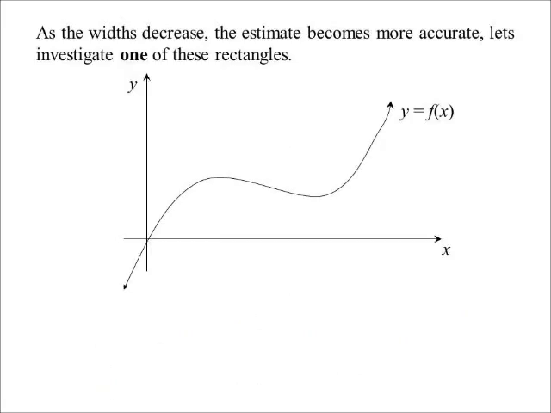Let's investigate that idea. I've just moved to some random curve, y equals function x. But what we've just seen is, as the width of those rectangles decreases, our estimate is getting more and more accurate. So we're going to just look at one of those rectangles. Now, yes, it looks like the top of that rectangle is curved. Don't be fooled by that.